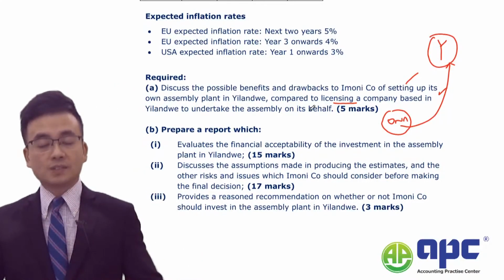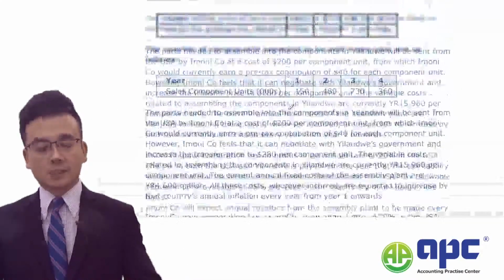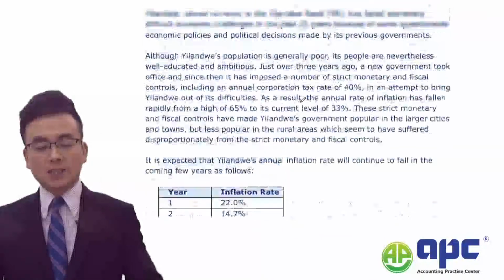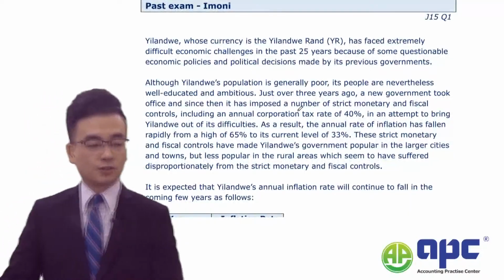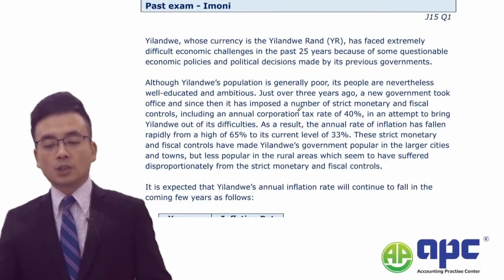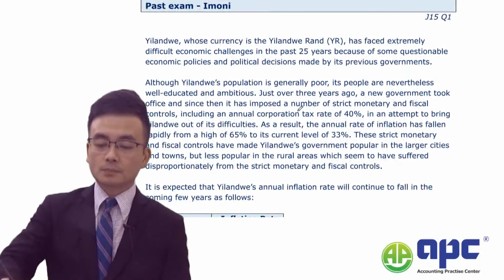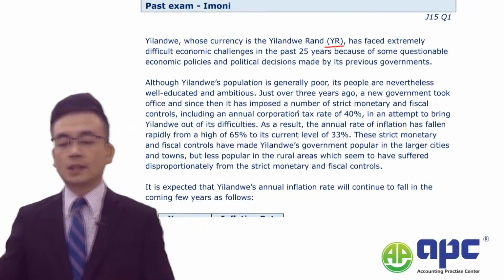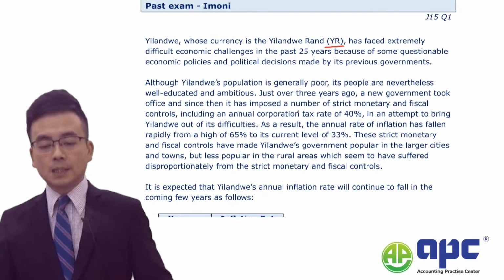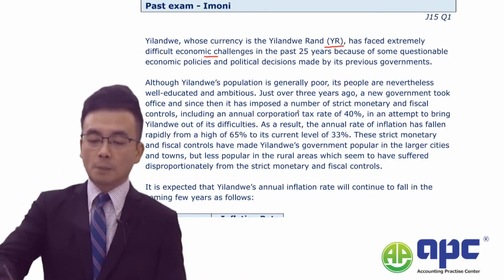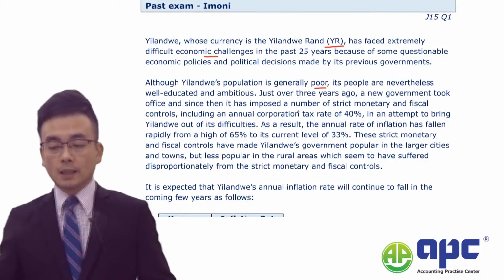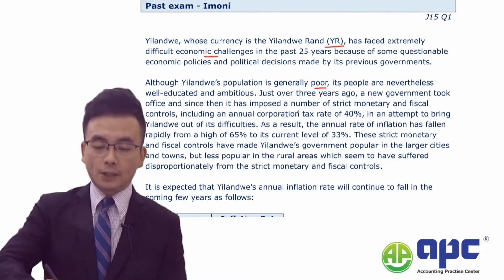Now, for 5 marks, we simply write 5 points related to that. Now, this part's related to the first part of the question. As we can see there, it told us Ulandwe is using the YR as the currency and has economic challenges and is quite poor, but they are well educated.